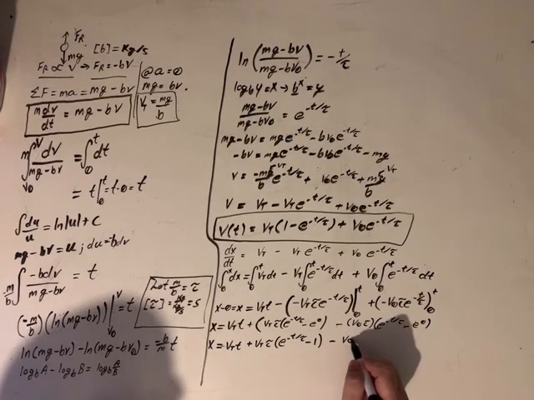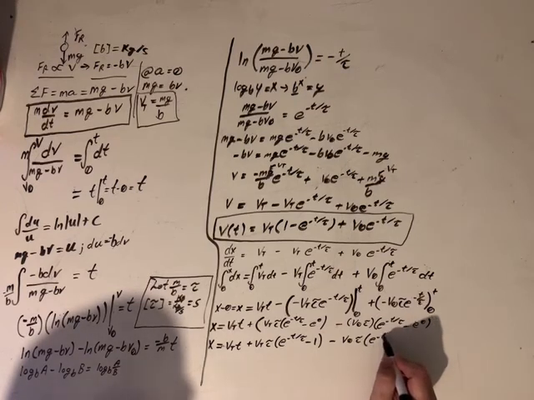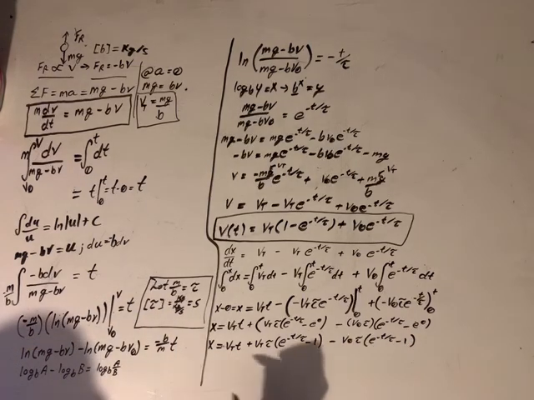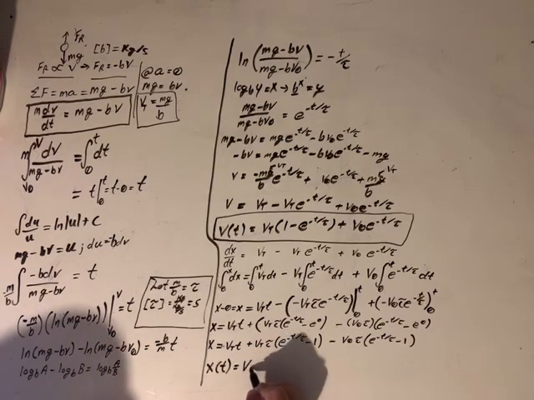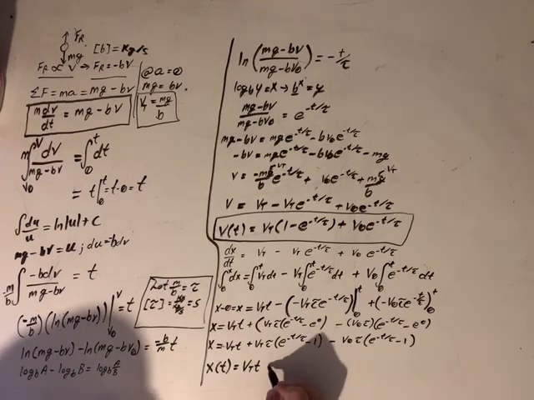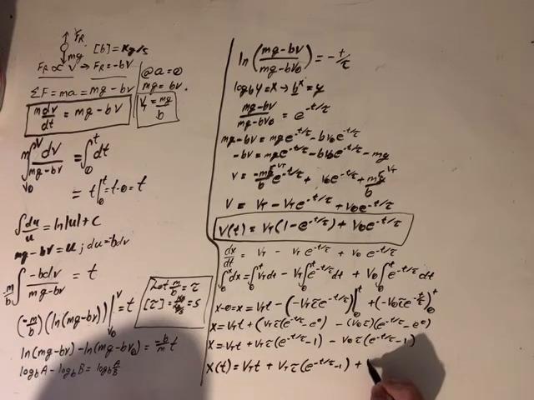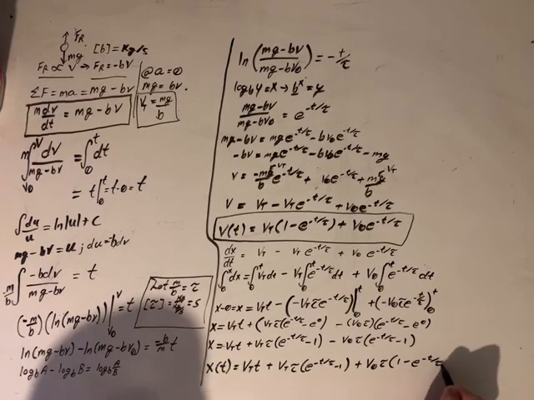minus v_0 tau, e to the negative t over tau minus 1, and I'm going to distribute that negative 1 over there and say x as a function of time equals v_t times t plus v_t tau, e to the negative t over tau minus 1, plus v_0 tau, 1 minus e to the negative t over tau.